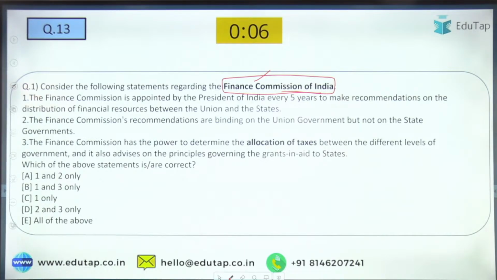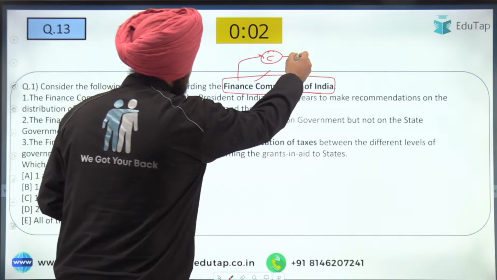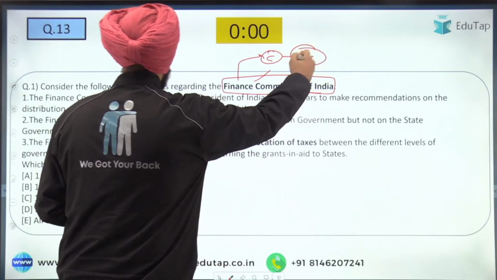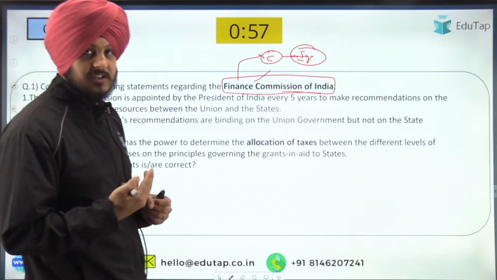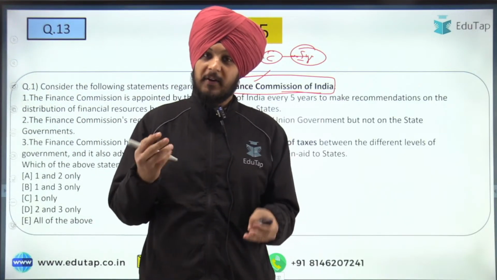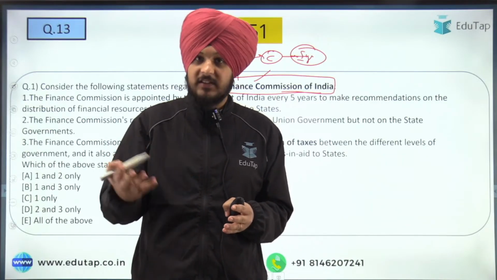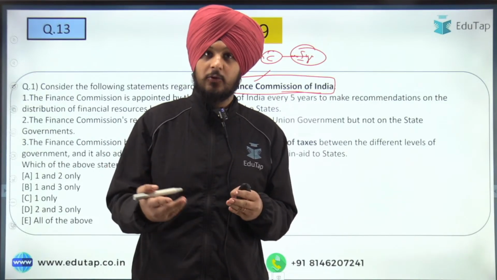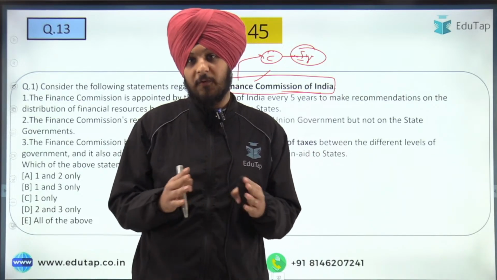So if we talk about the Finance Commission of India, we all know that it is a constitutional body that is formed after 5 years. Fine. It is formed after every 5 years, and it gives recommendations with respect to the allocation of taxes between the union government and the state government. Fine. And apart from that, it also advises the union government with respect to the grants-in-aid to the states. So that is, I would say, the primary function of the Finance Commission.